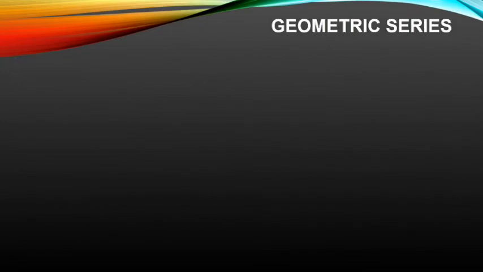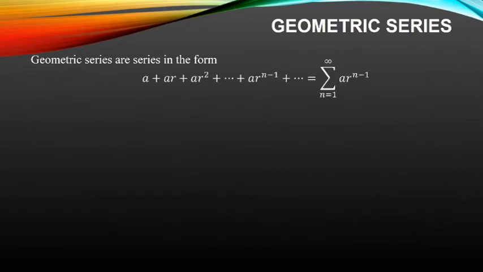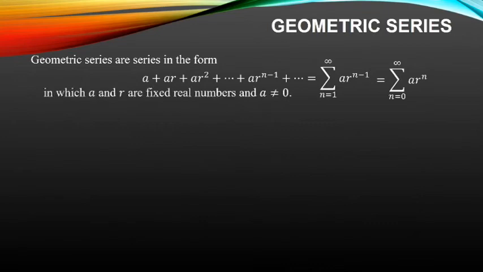Number one example of infinite series are the geometric series. Geometric series has series in the form a plus a times r plus a r squared plus up to a r raised to n minus 1 plus so on and so forth. It is the summation of a r raised to n minus 1, where n is from 1 to infinity. Or it can be simplified as a summation of a times r raised to n, as n starting from 0 to infinity. So changing of index lang. In which a and r are fixed real numbers and your initial term a is not equal to 0.